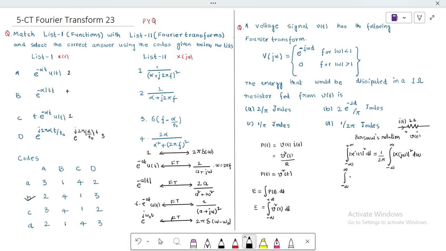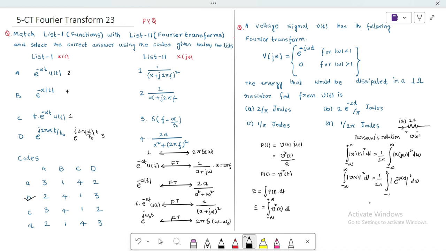Here v of t is in the place of x of t. So the integral of |v(t)|^2 dt equals 1 by 2 pi times the integral of the square of its corresponding Fourier transform, V(j omega). It has the value from -1 to 1 only, that equals the mod of e power minus j omega d, squared, into d omega.